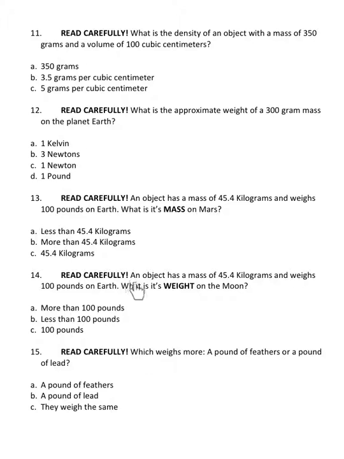Number 14. Read carefully. An object has a mass of 45.4 kilograms and weighs 100 pounds on Earth. What is its weight on the Moon? A. More than 100 pounds. B. Less than 100 pounds. C. 100 pounds.